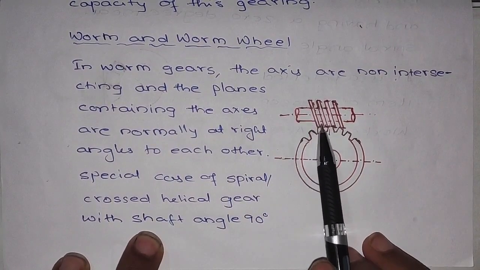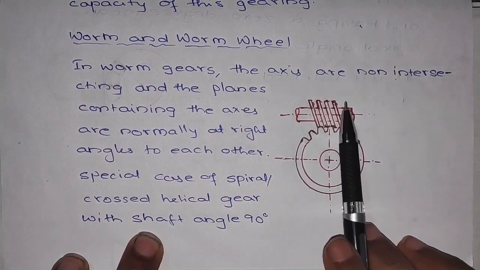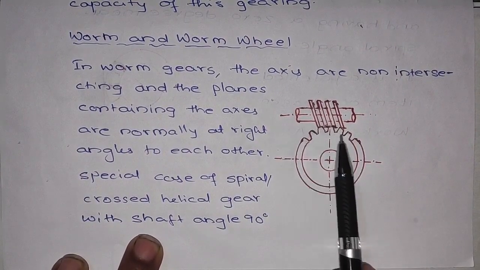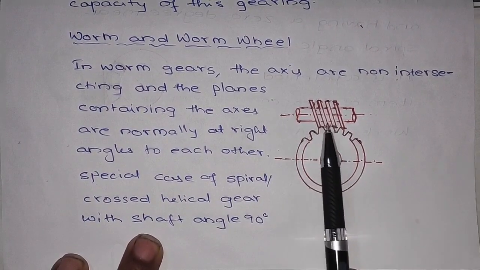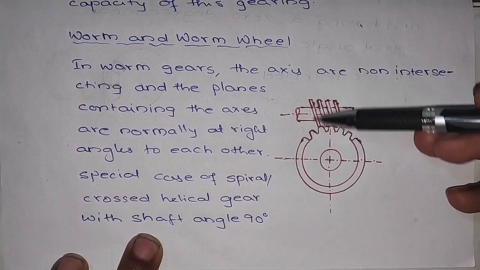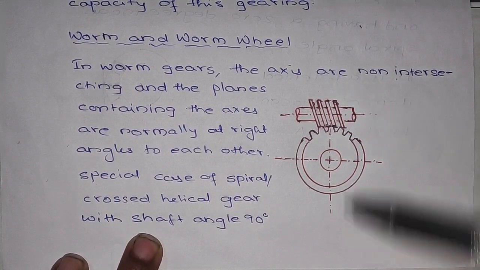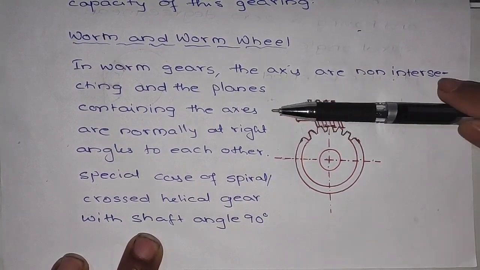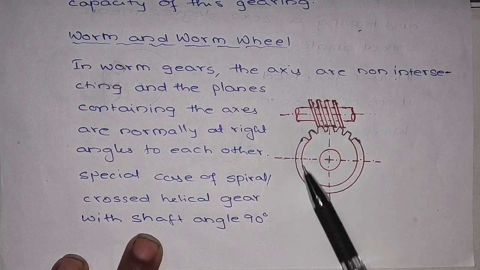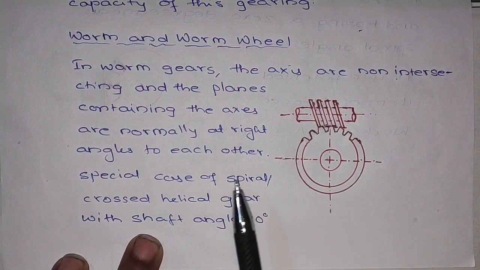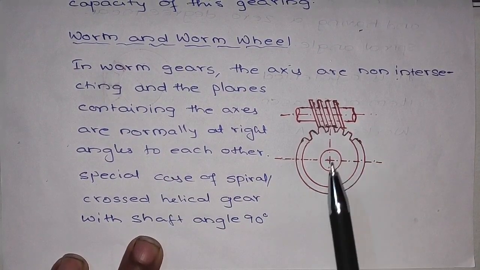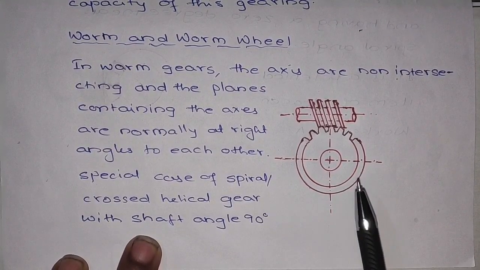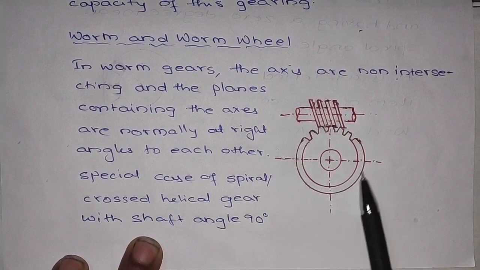Here the teeth are cut in the shape of a screw on a shaft, and that will be a worm, and you have a normal gear over here as the wheel. As the worm rotates, these teeth mesh with the gear wheel at this point, and there will be a circular motion along this horizontal axis due to the rotation of the worm. This is a special case of crossed helical gear where the shaft angle is 90 degrees. So this is about the worm and worm wheel type of gear.